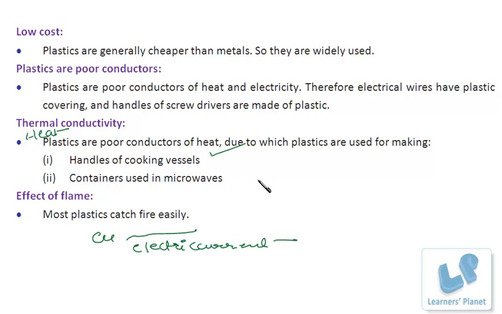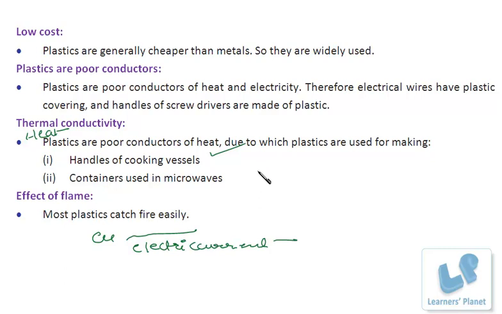Cooking vessels are either made of steel, which is an alloy of iron and nickel and chromium, or aluminium, or copper. So all these metals are good conductors of heat. When these metals are heated, or when something is cooked in these metals, the metal gets heated up. The handles of these cooking vessels are made of plastics. Why? Because plastics are poor conductors and they don't conduct heat.